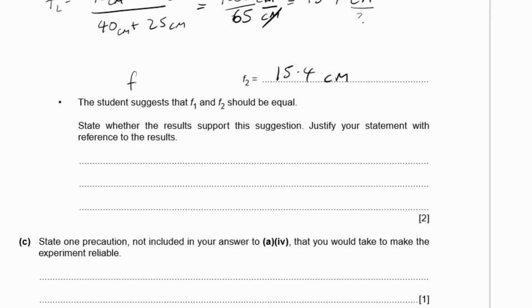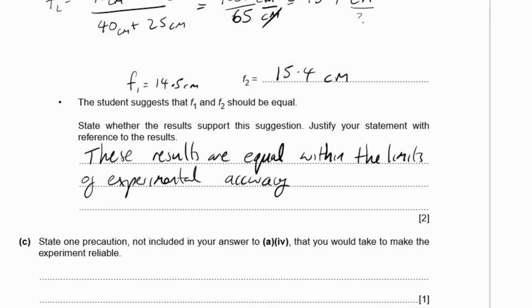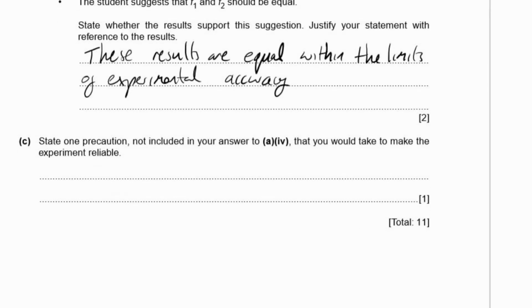Well, if we remember F1, that was 14.5 centimetres. And what we can see is they're pretty close in value. They're not far enough apart for us to say they're not related. So they're close enough, we'd probably say they're related or they're equal within the limits of experimental accuracy. Why? Well, because it's not a very accurate experiment. It's only about 6% really separating those values. So there we go. The results are equal within the limits of experimental accuracy.